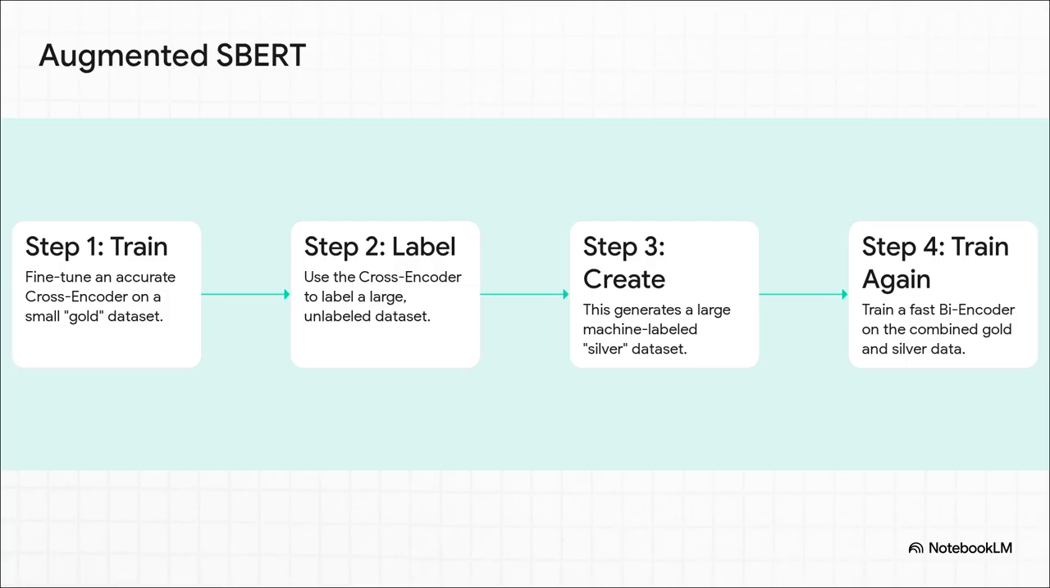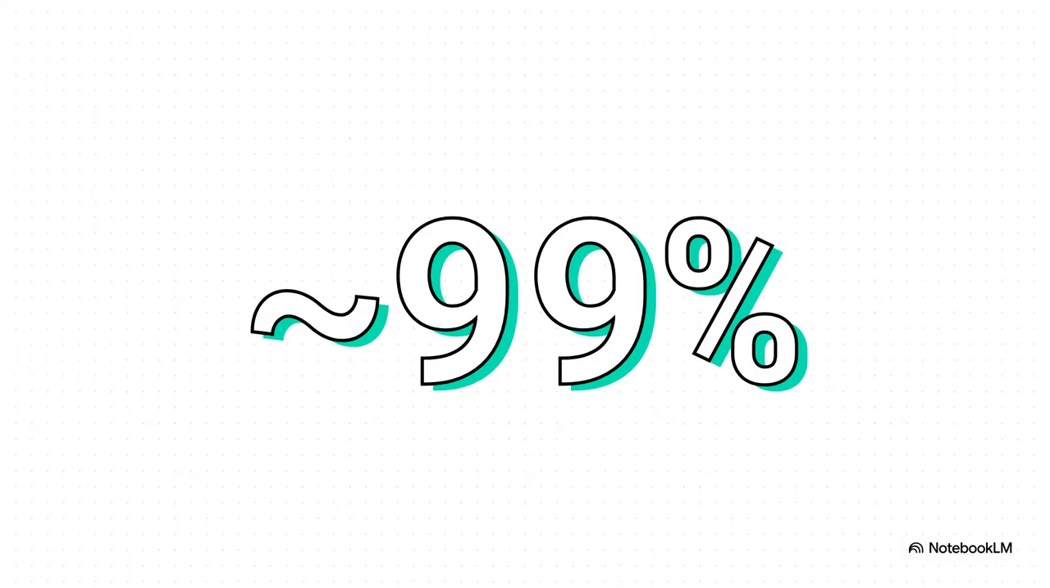It's genius. And how well does it work? You won't believe it. It turns out that by using this method, you can get to nearly 99% of the performance you'd get with a massive, fully labeled dataset, but with only about 20% of the initial human effort. That is a game changer. It makes this powerful AI so much more accessible to everyone.